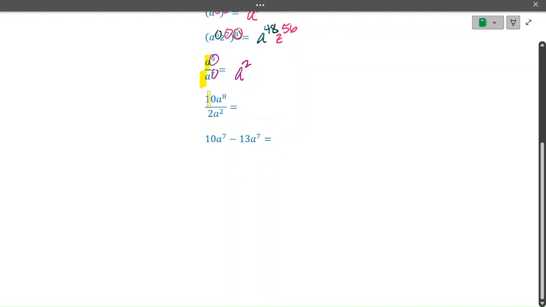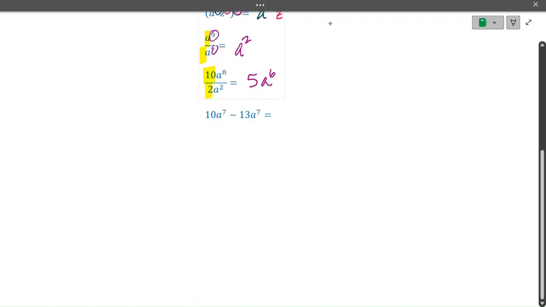Sometimes we'll have a coefficient in front of our division problem, and we just divide these. 10 divided by 2 is 5, and then we apply our rule. A to the eighth divided by a squared means that we say 8 minus 2 for our exponent, and we end up with a to the sixth. So 5a to the sixth is our simplified answer.